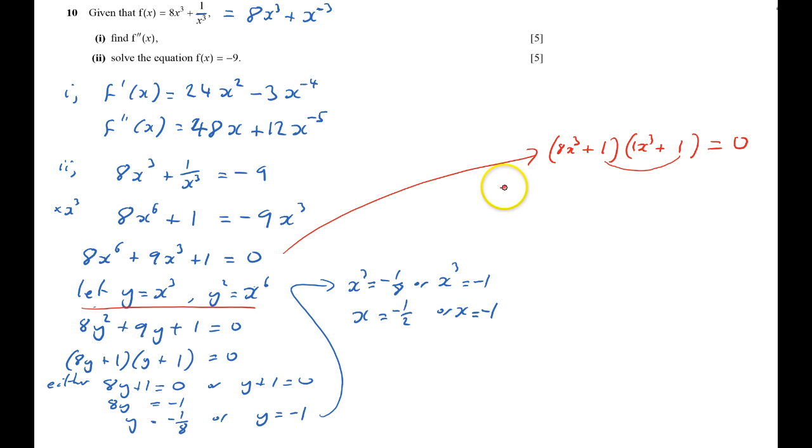That's what I wanted. Typical next word. Either 8x cubed plus 1 equals 0, or x cubed plus 1 equals 0, and that gives me that x cubed equals minus an eighth, or x cubed equals minus 1, and then we're exactly where we were there, but it's just so much quicker. Not everyone likes it, but that's question 10 and the whole paper done.